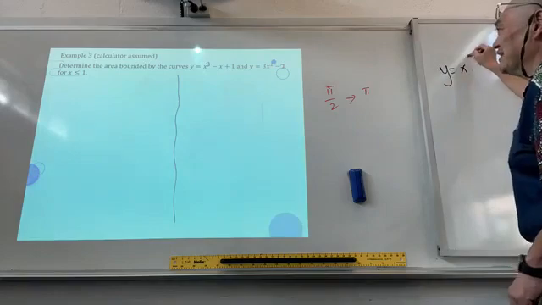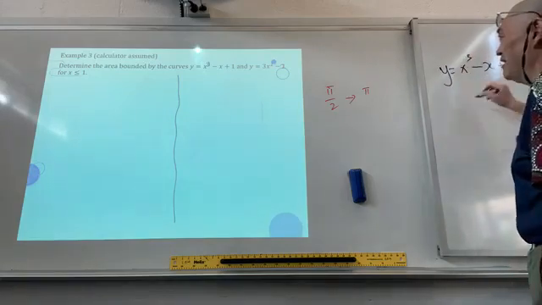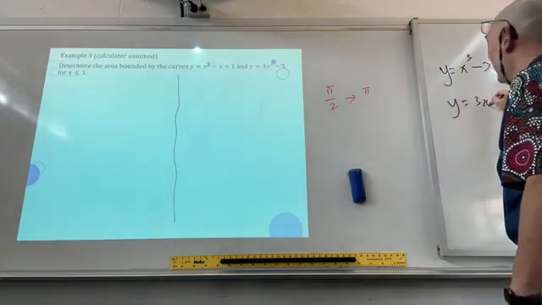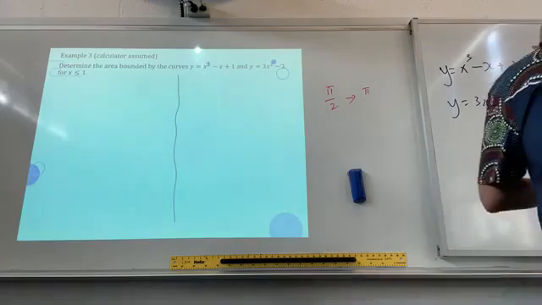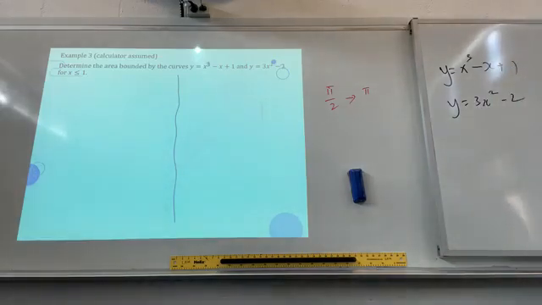y equals x cubed minus x plus 1. y equals 3x squared minus 2. Now, it says the area bounded by the curves y equals x cubed minus x plus 1 and y equals 3x squared minus 2, for x less than 1.